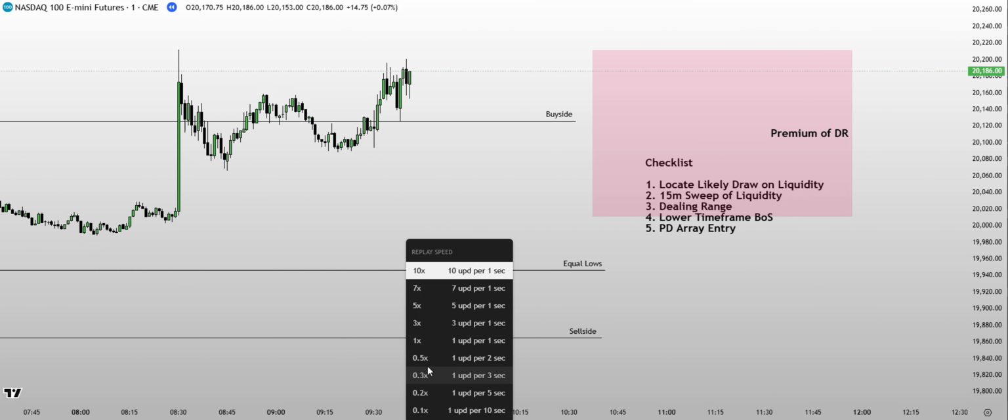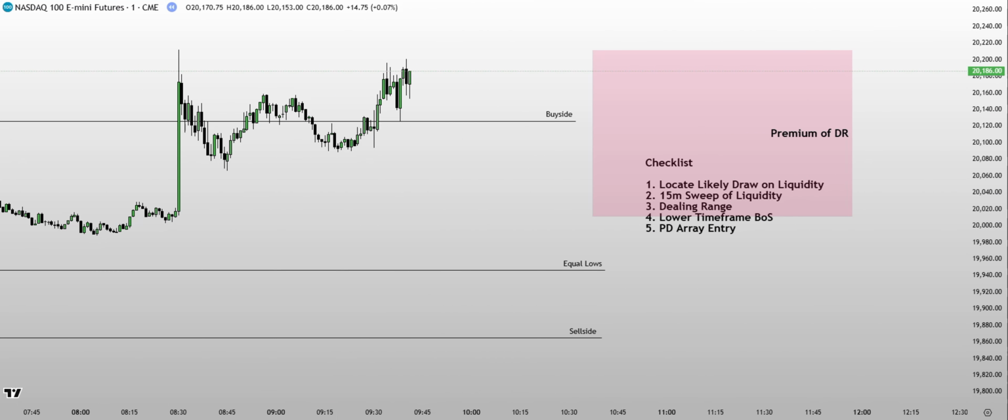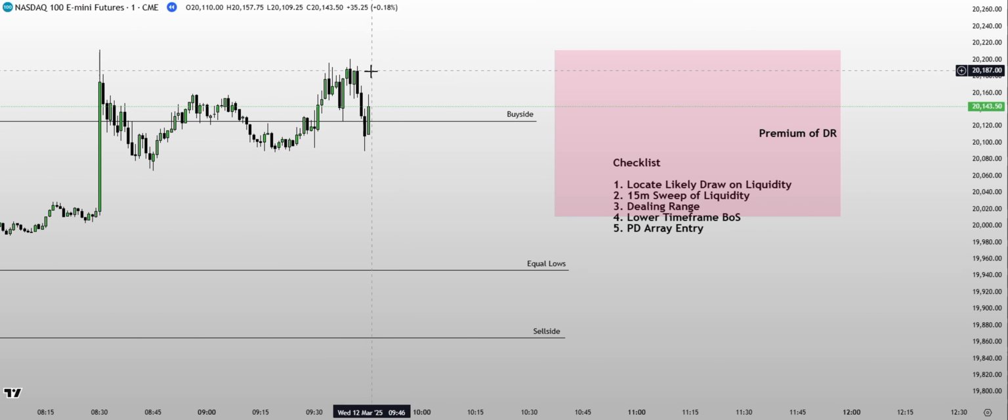So let's look and see. What does price do now? All right, price comes. Internal sweep as well as the 50-minute sweep of buy side. Change in the state of delivery right here. Breaker formed, fair value gap formed. Now this is an entry you could take.